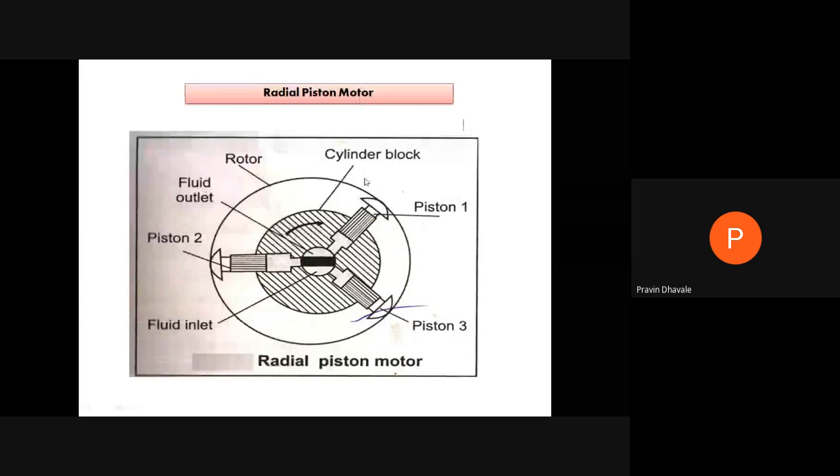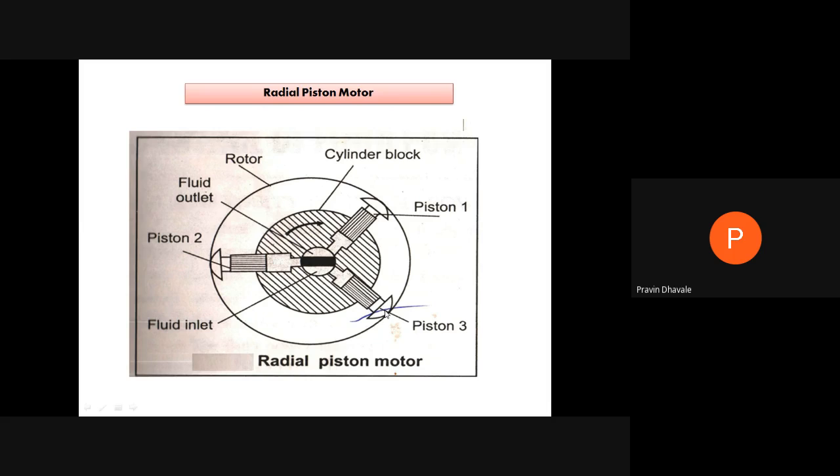Radial piston technique. Here also, this is the cylindrical block, this is the rotor, and these are the pistons 1, 2, 3, 4. This is the fluid outlet and this is the fluid inlet. Compressed air comes in from here, passing through. If you observe this portion, compressed air will be fed to piston 3.